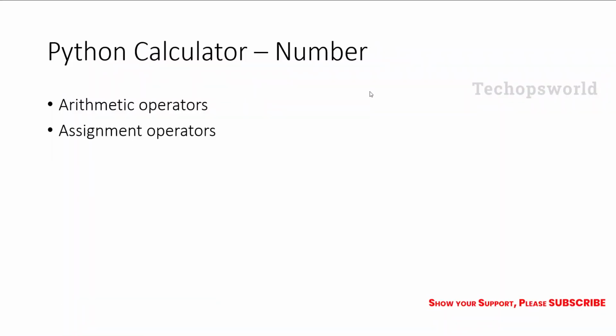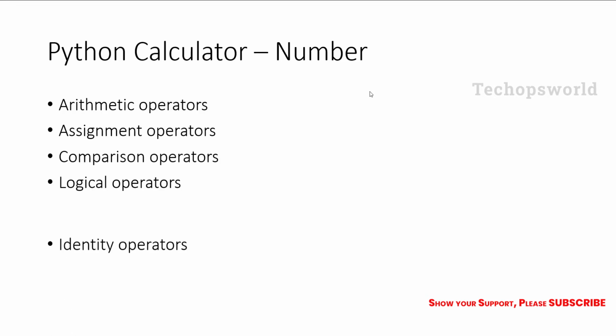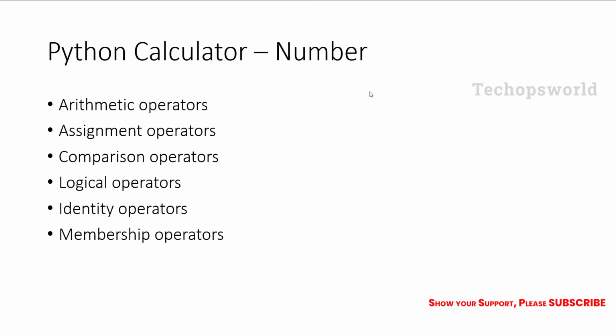There are about 6 types of operators in Python. They are arithmetic, assignment, comparison, logical, identity, membership, and the bitwise operator. Let's see all these things one by one in detail.